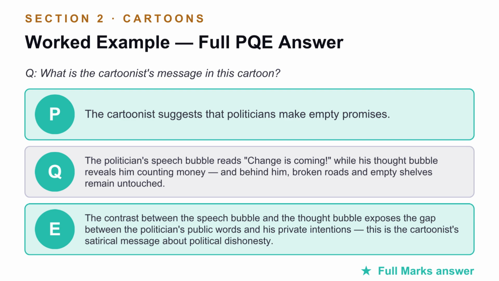Notice what we are doing. We are not describing what we see. We are interpreting it. That is the difference between 1 mark and 3.